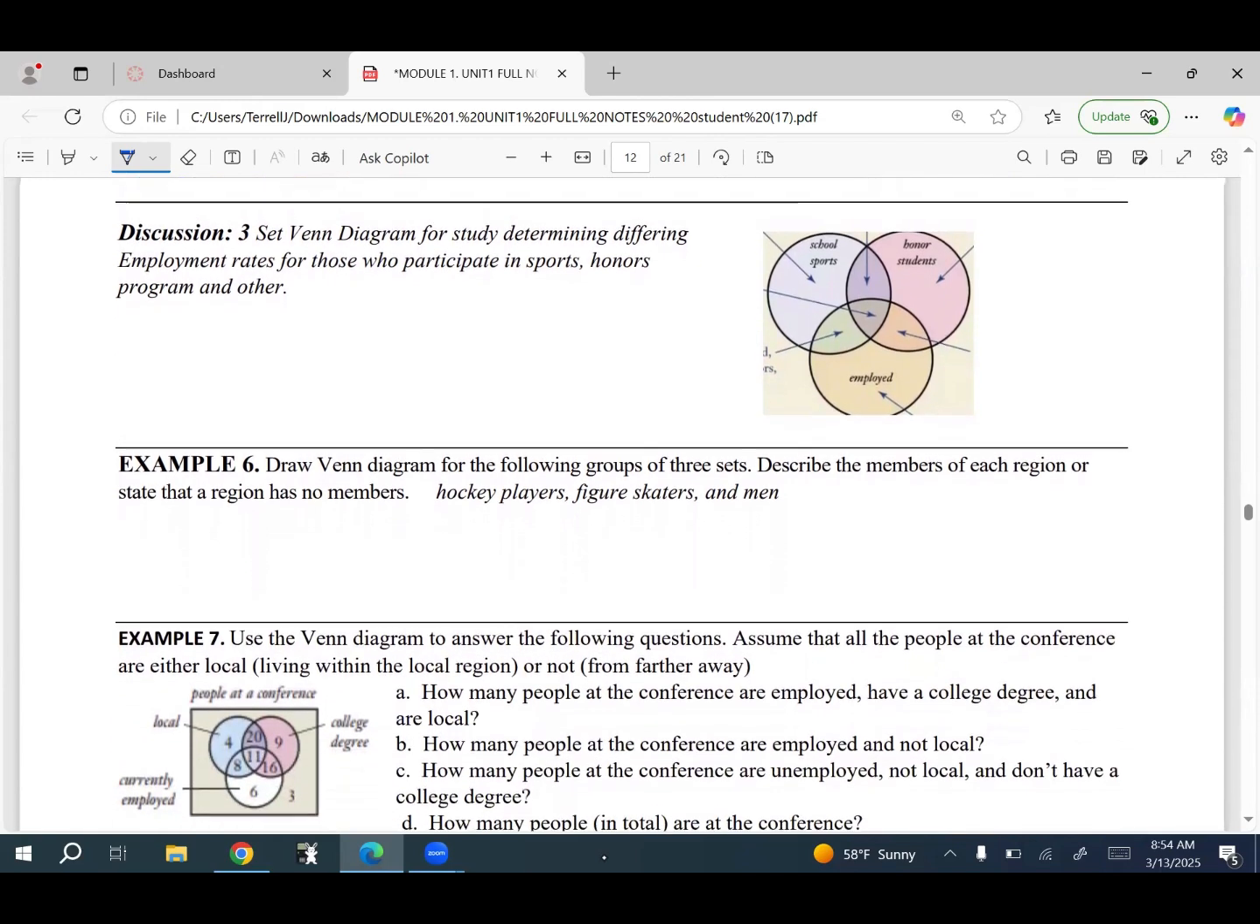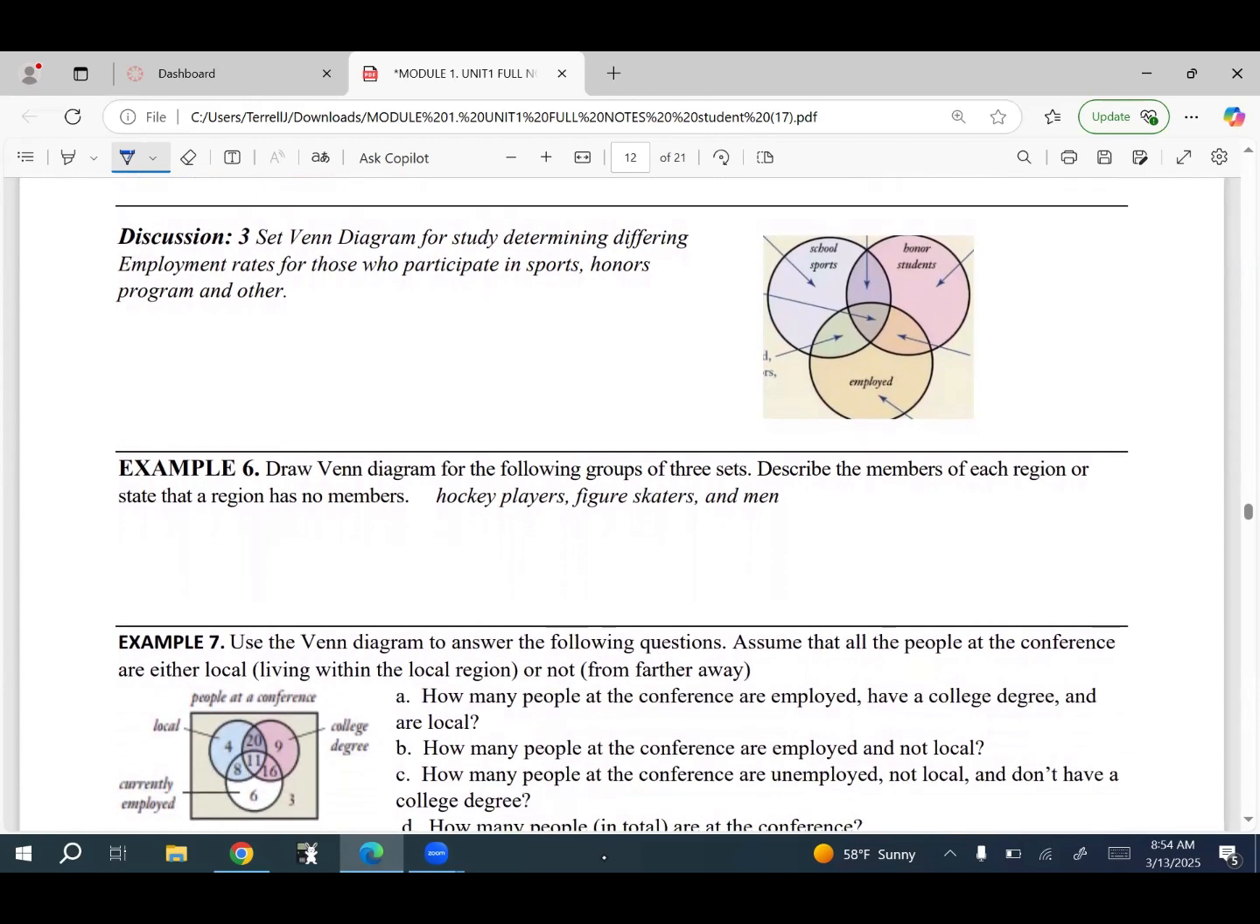So next, let's look at example 6. It says, draw Venn diagrams for the following groups of 3 sets. Describe the members of each region or state that a region has no members. So we're dealing with hockey players, figure skaters, and men.